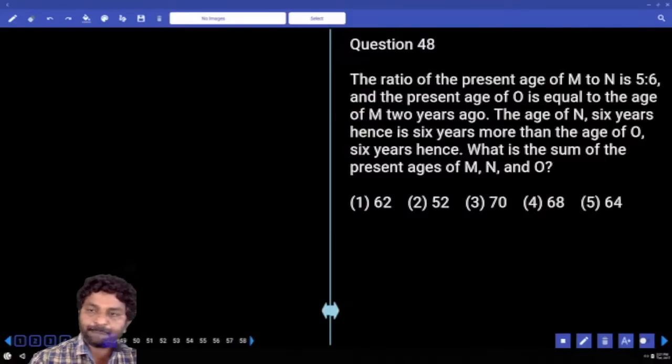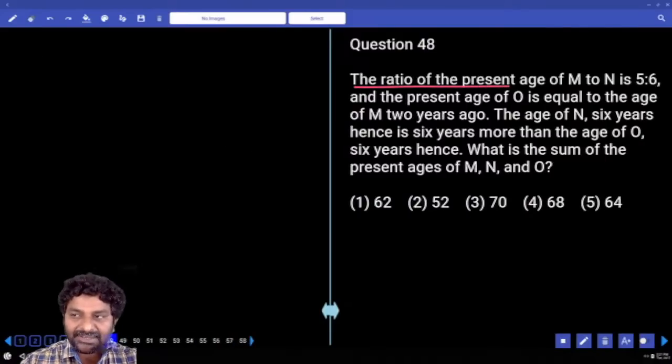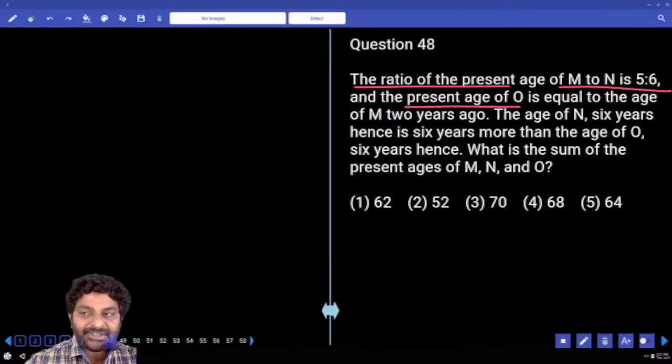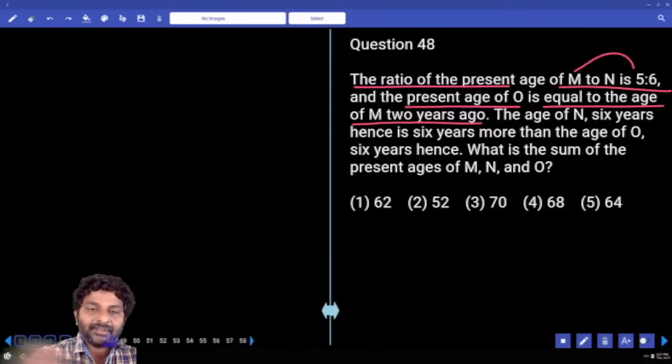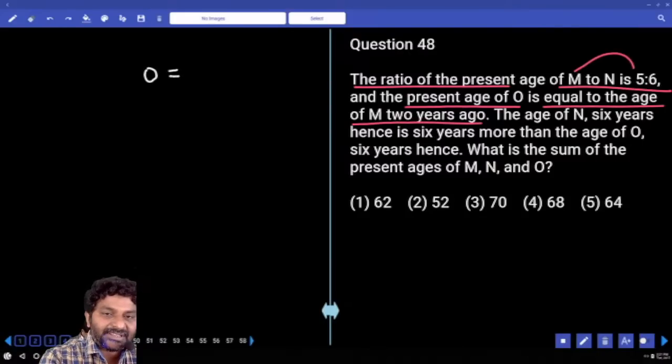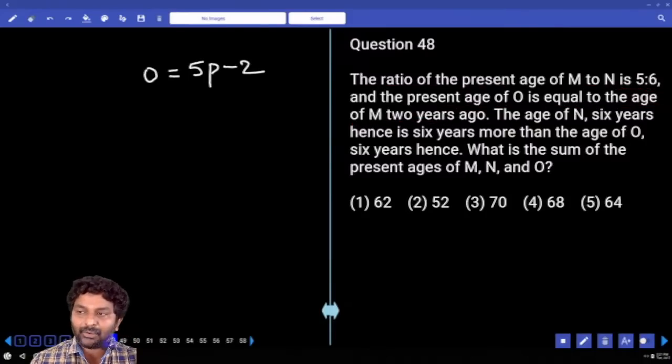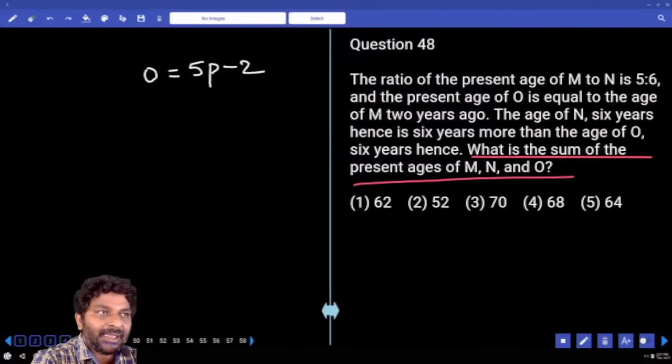Next, 48. The ratio of the percentage of m to n is 5:6, and the percentage of O is equal to the age of m 2 years ago. What is m's percentage? Then O percentage is equal to 5 parts minus 2, correct? Right. Now go to the question. What is the sum of percentages of m, n, O?